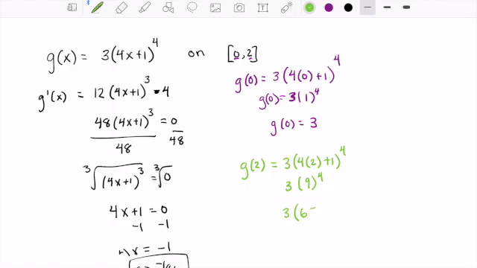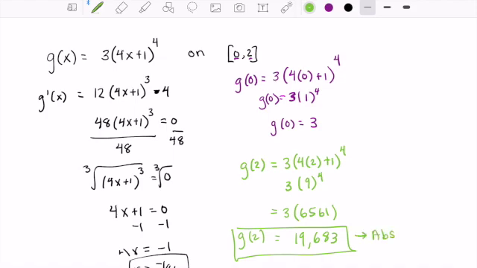6,561. And then we are going to multiply that by 3, and we get 19,683. And so I think it's pretty clear that this will be our absolute maximum, while this will be our absolute minimum.